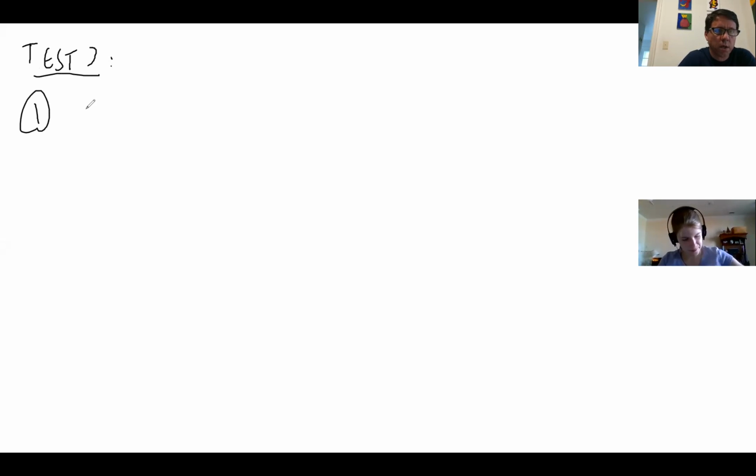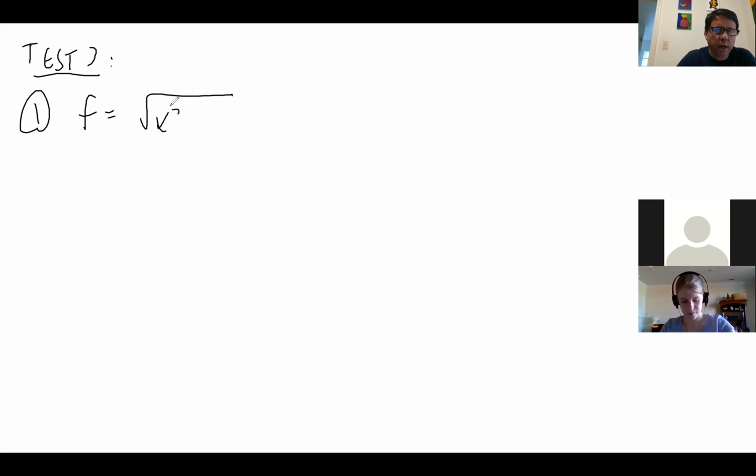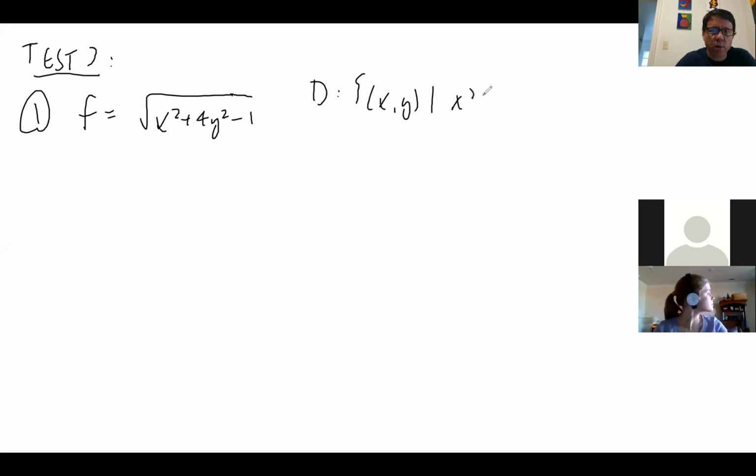Number 1 was this guy, the square root of x squared plus 4y squared minus 1. So the point is that the domain was all of the xy points where x squared plus 4y squared had to be bigger than or equal to 1. I mean, it's a square root, so the thing underneath has to be positive.